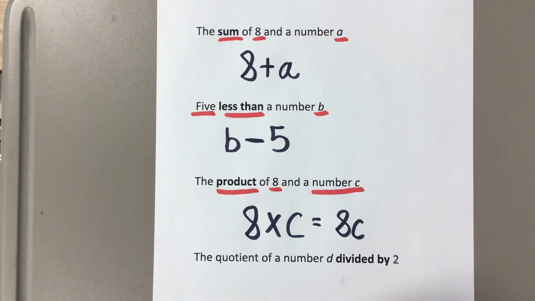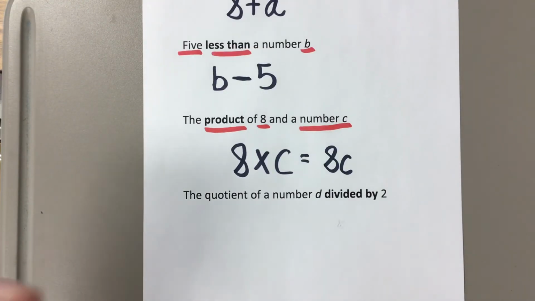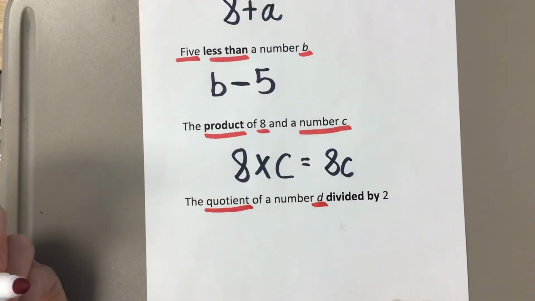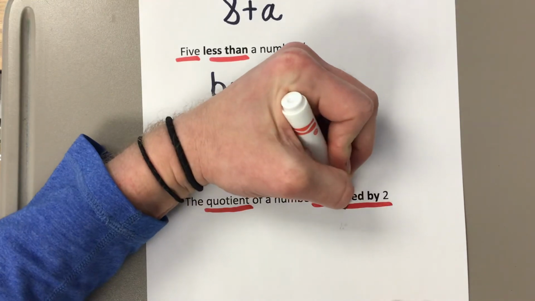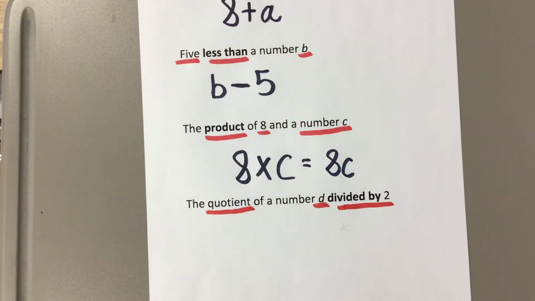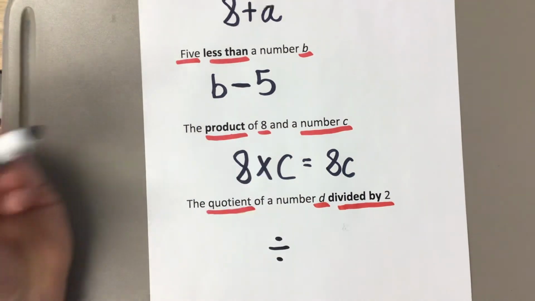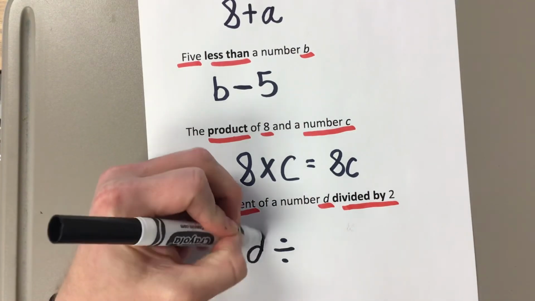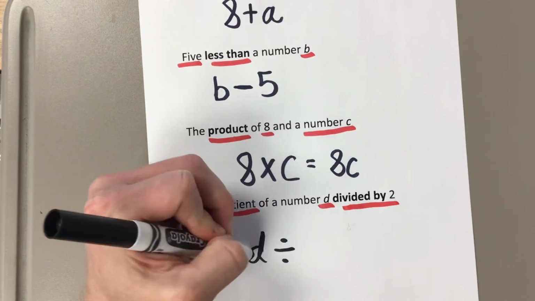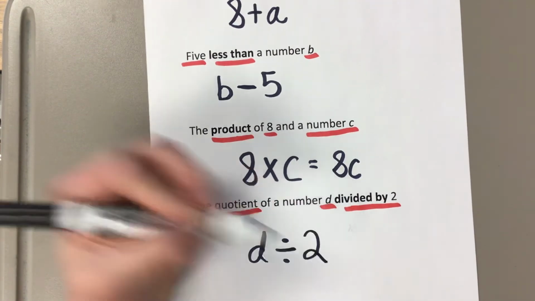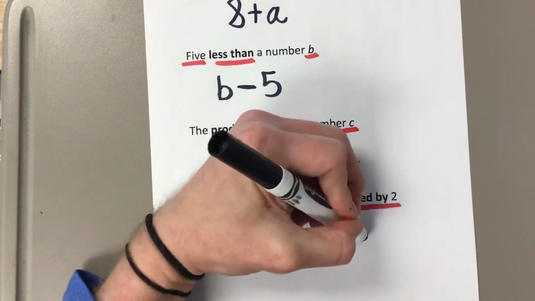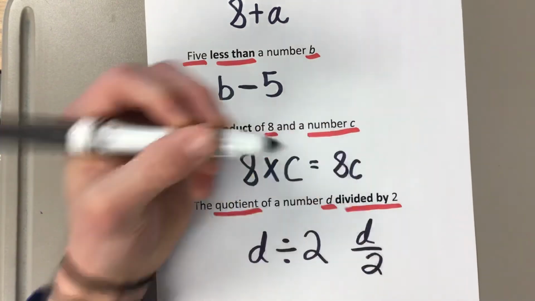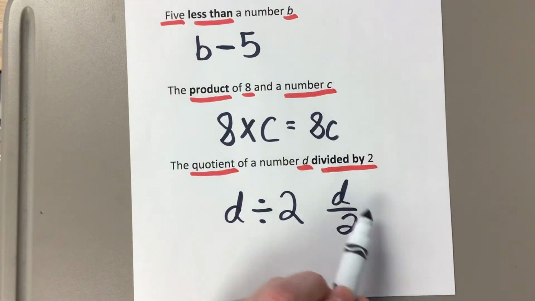All right, and then for my last one, the quotient of a number d divided by 2. So quotient, we should know by now, that means to divide. The quotient of a number d divided by 2. So I have d divided by 2, or you can also write it out d over 2, because that also represents d divided by 2.